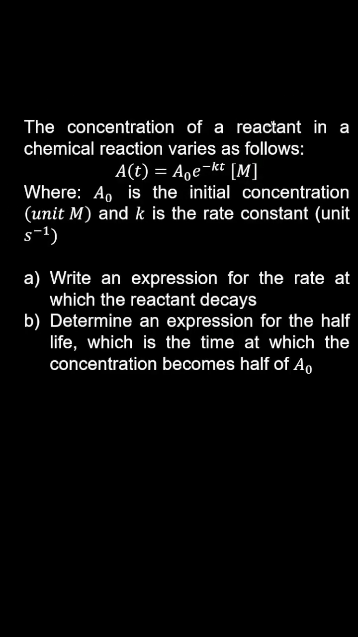The concentration of a reactant in a chemical reaction varies as follows, where A0 is the initial concentration in units of molar and k is the rate constant in units of 1 per second. Part A asks us to write an expression for the rate at which the reactant decays, which is the rate of change of concentration with respect to time. So that will be minus k times the initial concentration times e to the minus kt, which is in units of molar per second, given that A0 is in molar and k is in 1 per second.